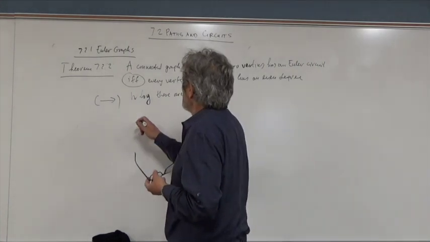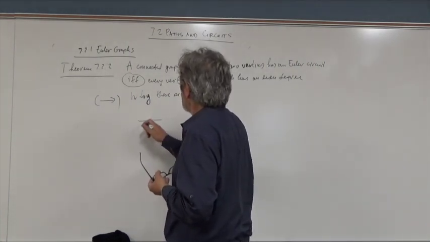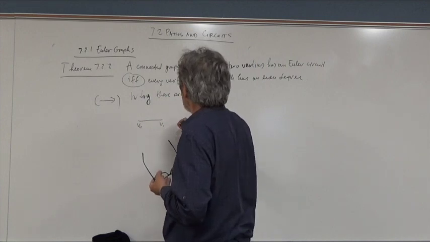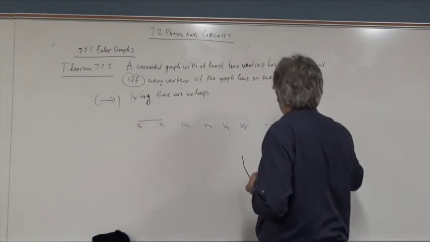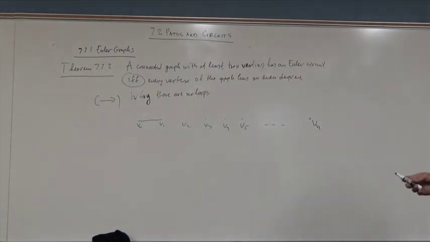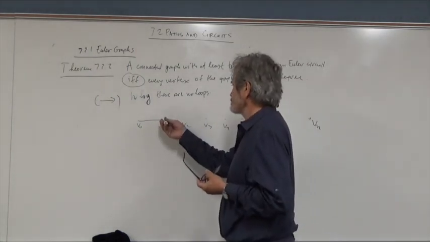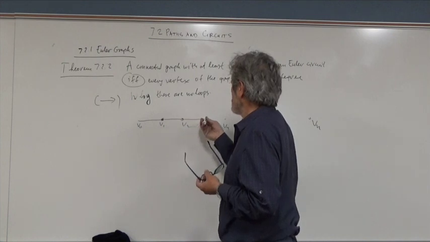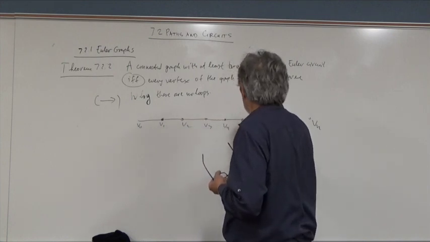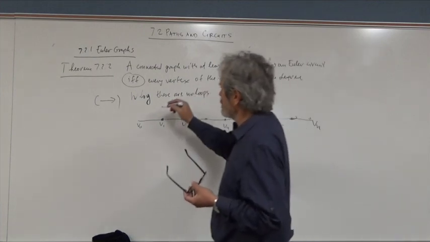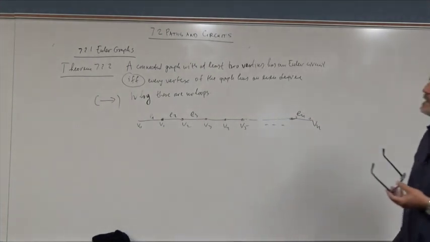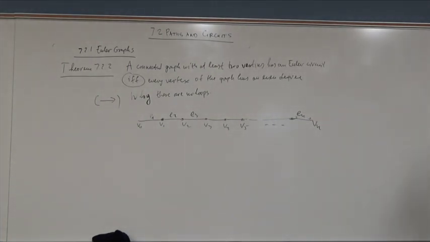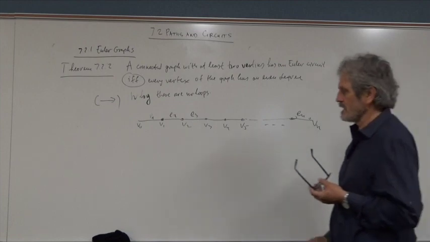So generally, if this is like V0, V1, V2, V3, V4, V5, and so on, and let's assume that this is the Euler path, here they are, connected with some edges E1, E2, E3, up to EN. So suppose that this is the Euler path in the order of traversing the edges.